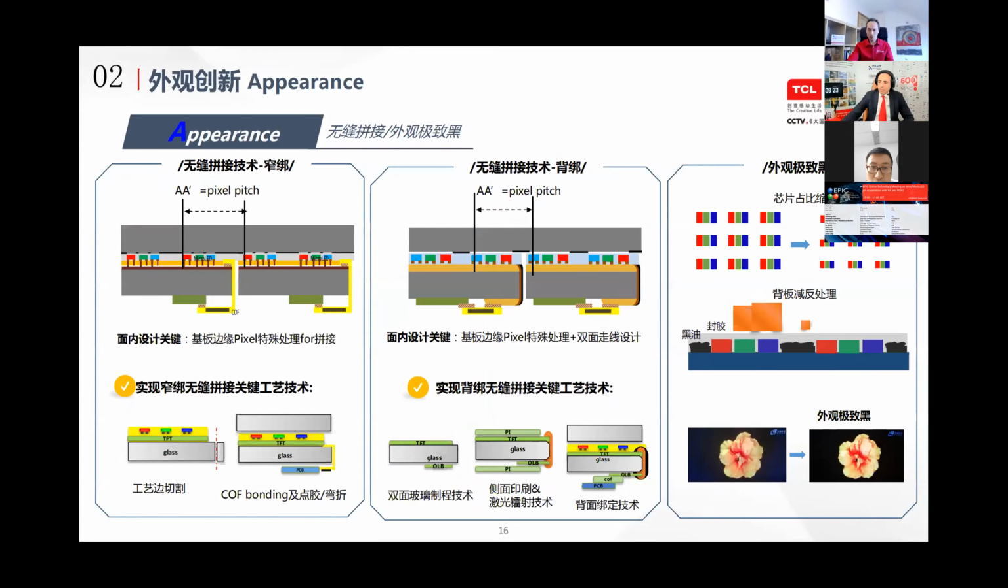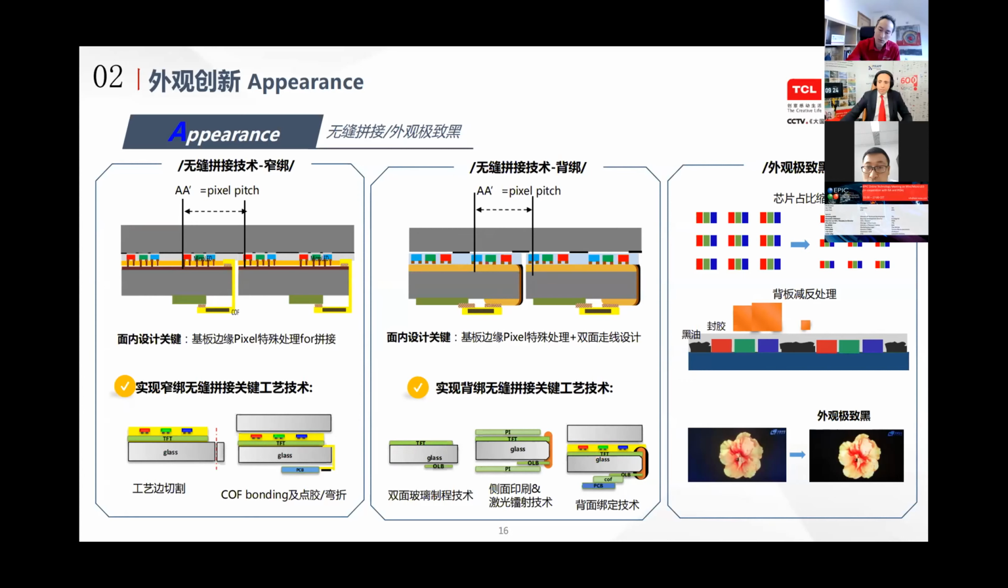So for the narrow bonding, the pro is that we don't need to develop new facility because the cost is cheap, but the pitch cannot be as small as possible. I think the pitch can be as low as 0.9, but if we want to lower it further, we have to do a super narrow bonding technology. But if it's back bonding, we can do a very small pitch. But the thing is that we need to have hundreds of millions of investment for the facility.